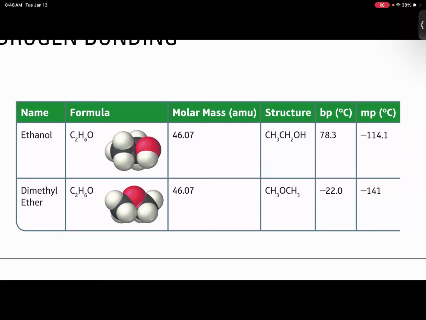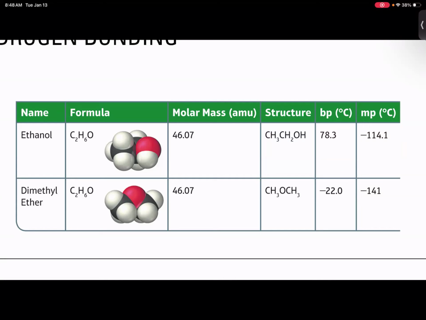Well, ethanol has a boiling point of 78.3 degrees Celsius. Dimethyl ether is negative 22 degrees Celsius, meaning that ethanol will be a liquid at room temperature. But dimethyl ether is a gas at room temperature. And it is because of the intermolecular forces being so different.